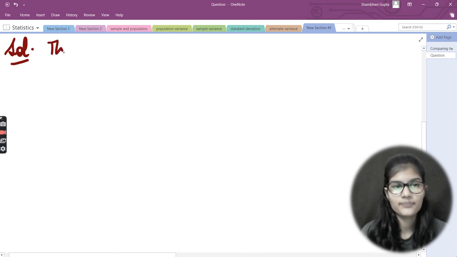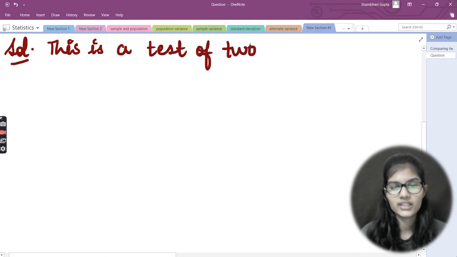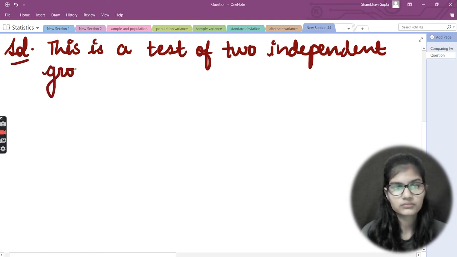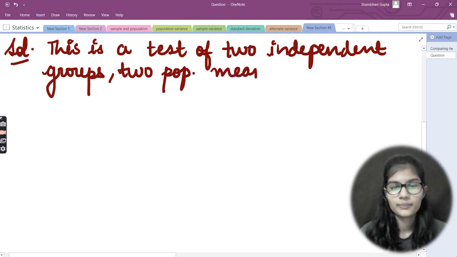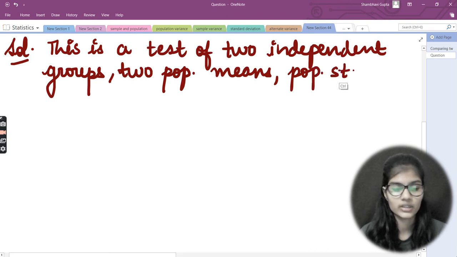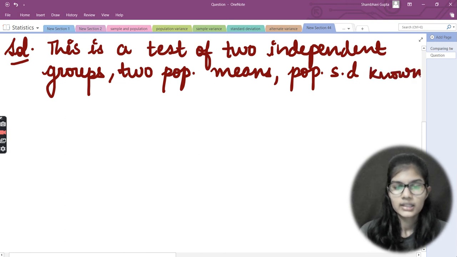In my solution, this is a test of two independent groups, two population means, where the population standard deviation is known. I would write that the population standard deviation is known. So this is a test of two independent groups, two population means, population standard deviation known.